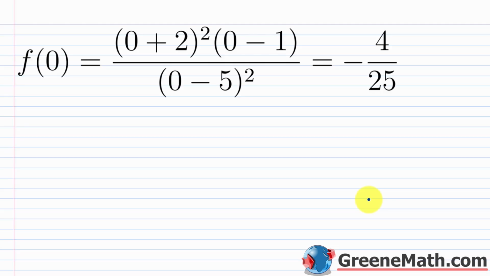All right, now for the y-intercept, again, you just want to find f of 0. So this would be equal to the quantity 0 plus 2 squared times the quantity 0 minus 1 over the quantity 0 minus 5 squared. So this right here would be 2 squared, which is 4, times this would be negative 1. So 4 times negative 1 is negative 4. And this down here would be negative 5 squared, which is 25. So you'd have negative 4 over 25 as your result. So 0 comma negative 4 over 25 would be the y-intercept.